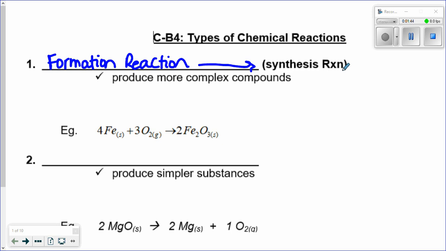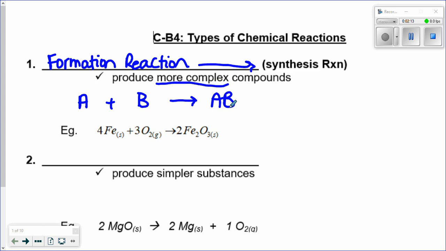So a formation reaction or a synthesis reaction, if you're thinking of forming something, you're making something new. You're producing something that's more complex. So our general form for this is whatever A is plus whatever B is. So an element plus an element producing a compound. Instead of having them separately, now I have them bonded together in some type of compound.